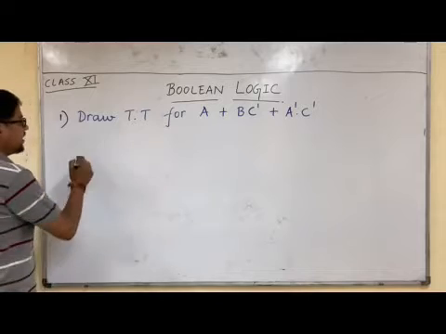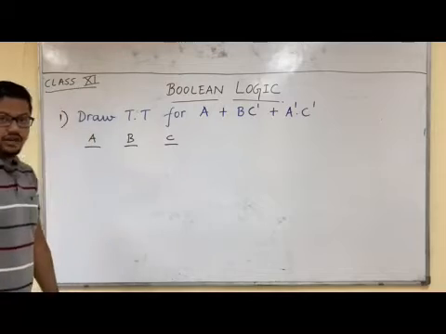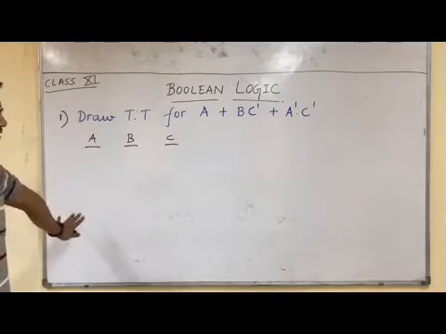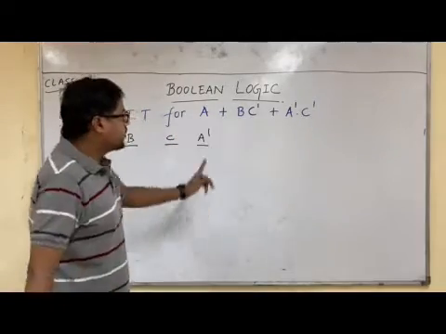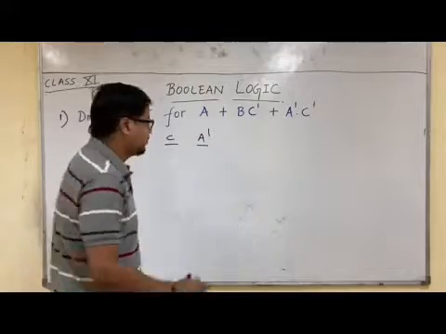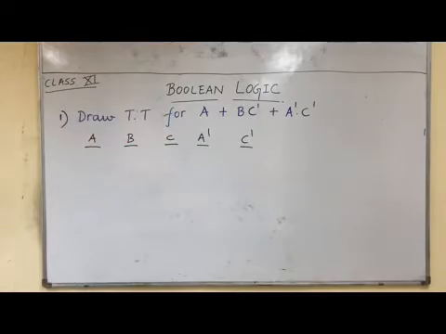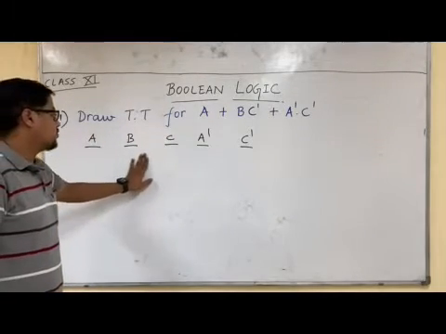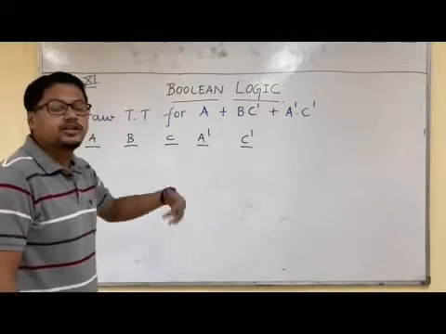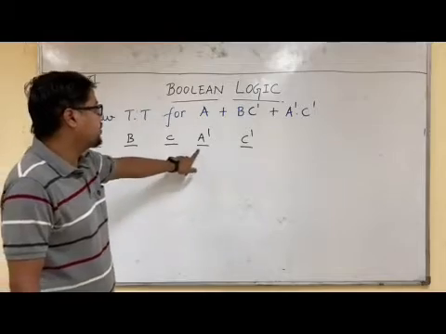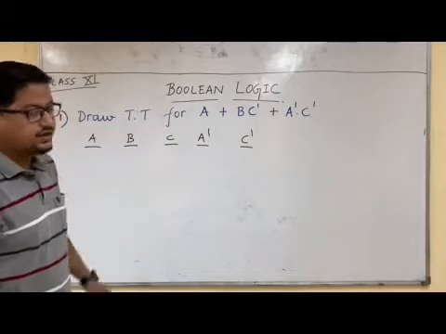So how many variables are there? A, B and C, correct? So A, B, C. This is clear. This we will first do. Then what is required? Do we require complement of A? Yes. Complement of B? No. Complement of C? Yes. So first of all we took the basic variables. Then we saw which variables' complement is actually required. Complement of A is required, complement of B is not required, complement of C is required. That is why I have written that.